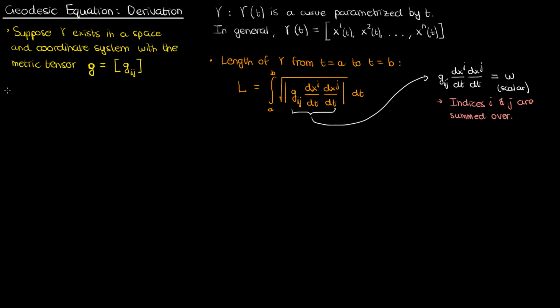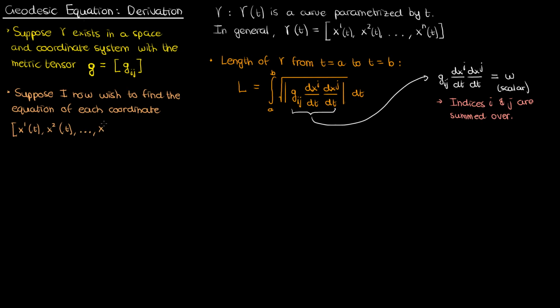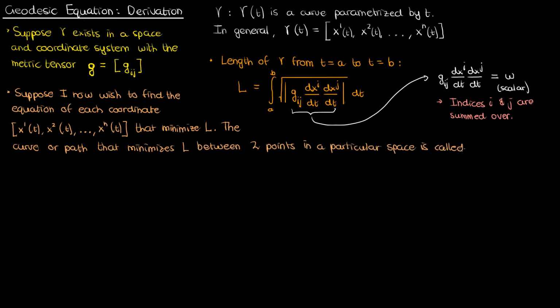Now let's take this length integral and approach things slightly differently. Instead of trying to find the length of the curve, I want to find the curve that minimizes this length integral. That is, I want to find the parametric equations for the coordinates, all the x super 1, x super 2, and so on, that minimize this length functional L, this function of functions. The curve that minimizes the length functional between 2 points is called a geodesic curve for that particular space. You'll also hear people pronounce it as geodesic.